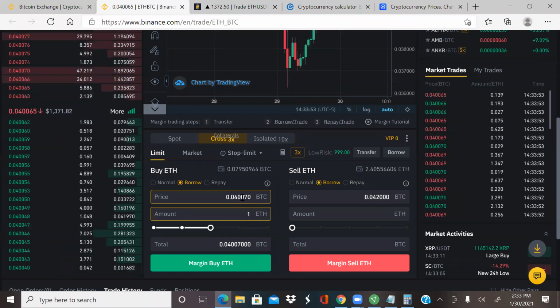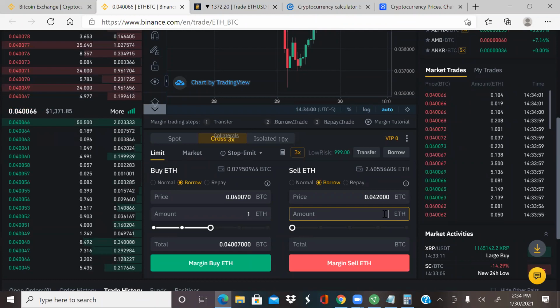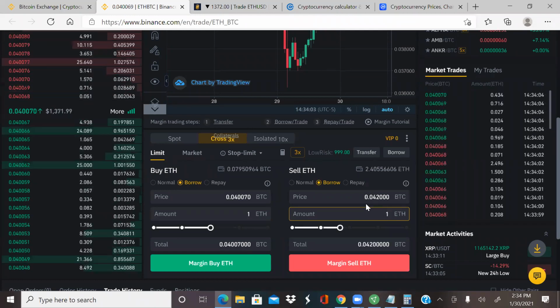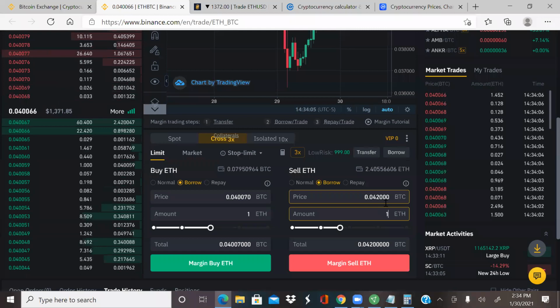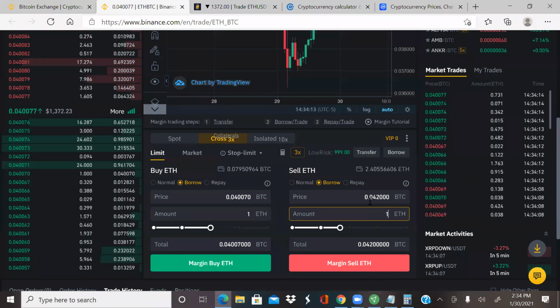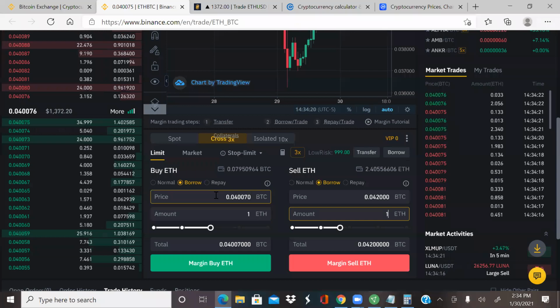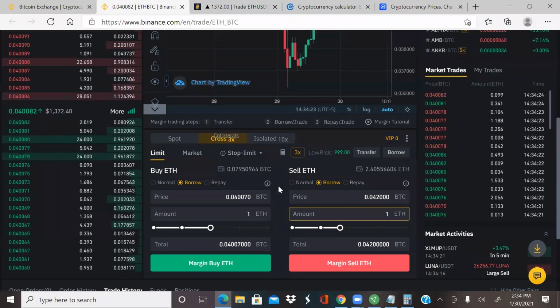Now let's say the price goes to 42,000. Now what I'm going to do is sell down one. Don't forget that I already made an extra 2,000 on top. Extra 2,000 Satoshi. So when I click margin sell Ethereum, it automatically adds that 2,000 Satoshi to my money and refunds the balance to the house, because I actually borrowed that money from there. Yes, sir. So this is the fastest way you can also grow your money.